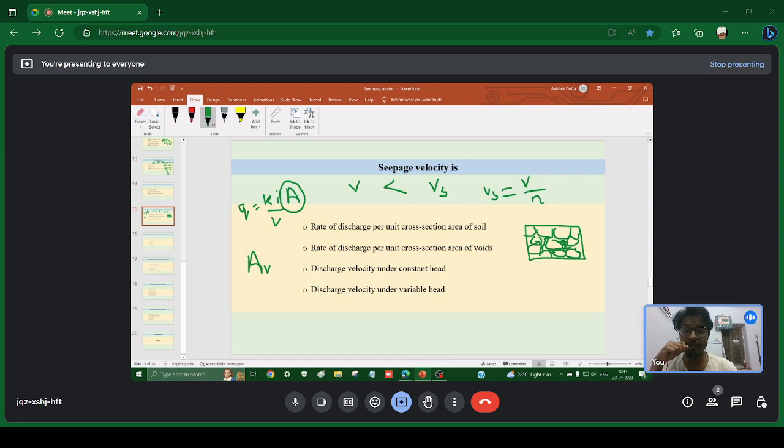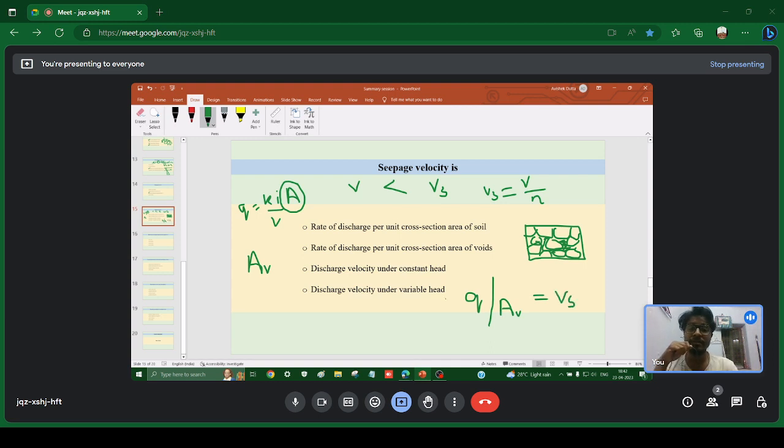And that velocity is what we call the seepage velocity, which we can find out by dividing the rate of discharge by the cross-section area of voids. So Q by A is V, and Q, the discharge, divided by the area of the voids will give us Vs.